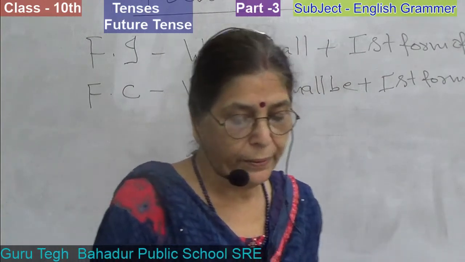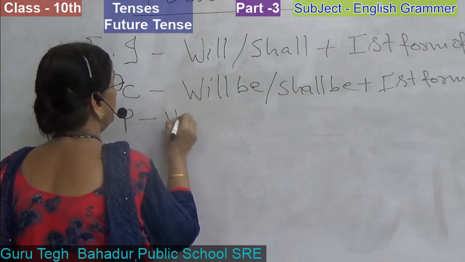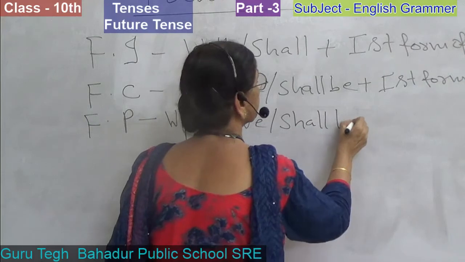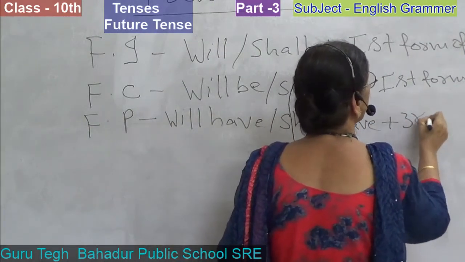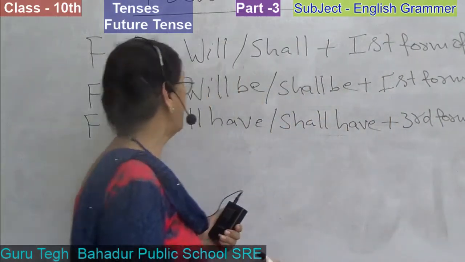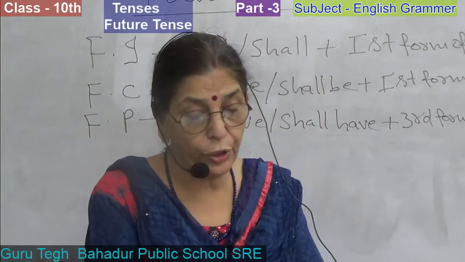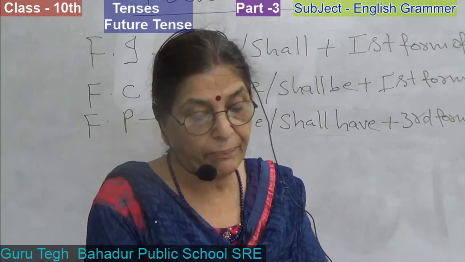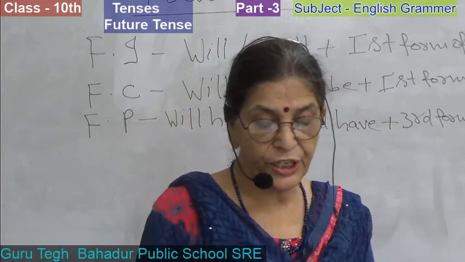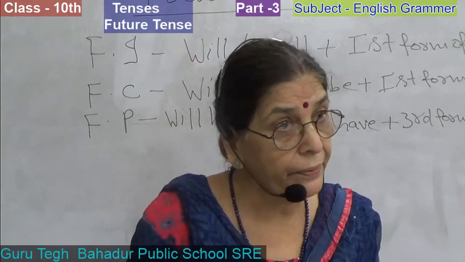Then we come to the future perfect. In future perfect, what do we use? Helping verbs are will have, shall have, plus third form of verb. Here the work will be completed. Here the work will have been completed because the time still has to come. So, what is its use? It expresses an action that will be completed by a certain time in future, the time that still has to come. For example, I shall have reached Goa by then. I have not reached there. I shall have reached Goa by then in coming time.